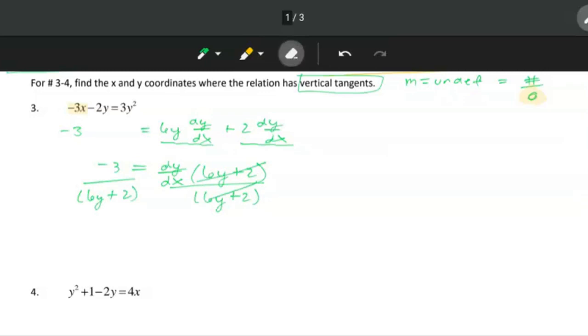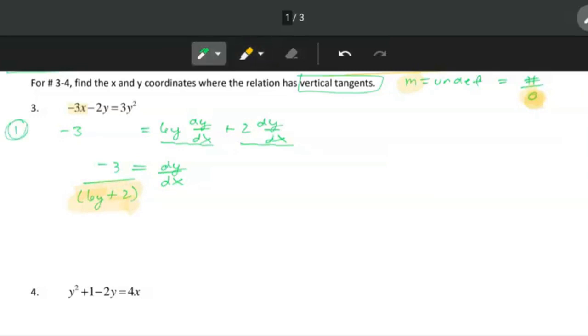So that right there is our derivative equation. All right, and we need to evaluate that. Well, not evaluate. We need to figure out the x and y's where this relation has vertical tangents. So we said what would make this have a vertical tangent is if the slope, or our derivative, has a denominator of 0. So we need to set our denominator equal to 0.